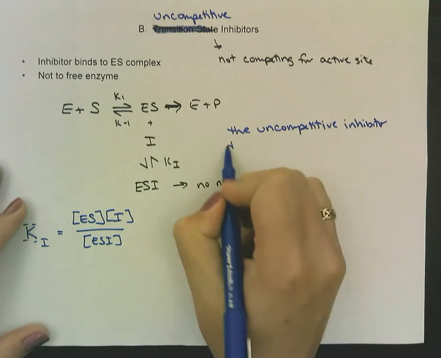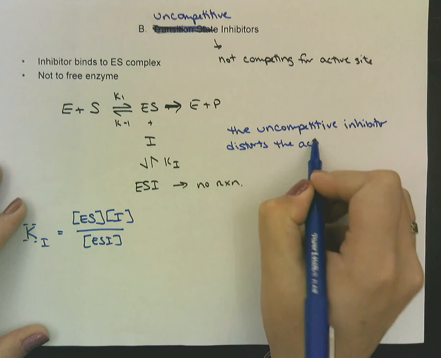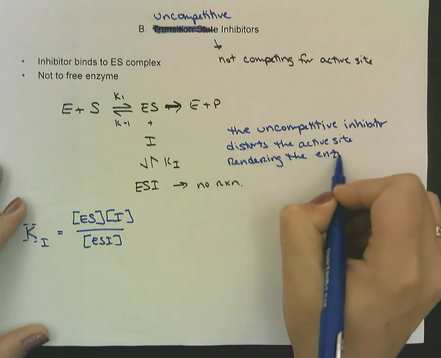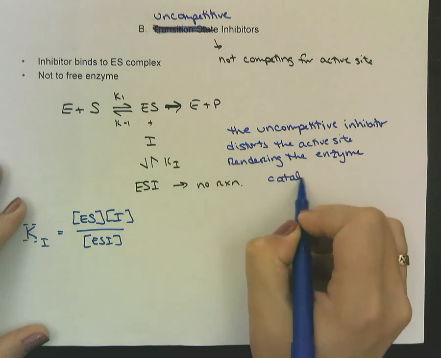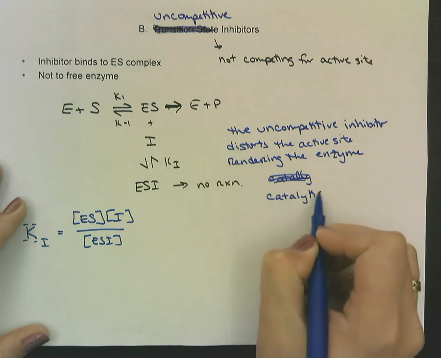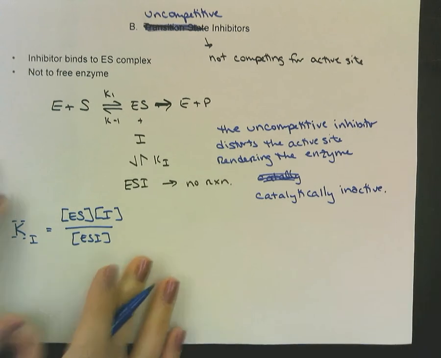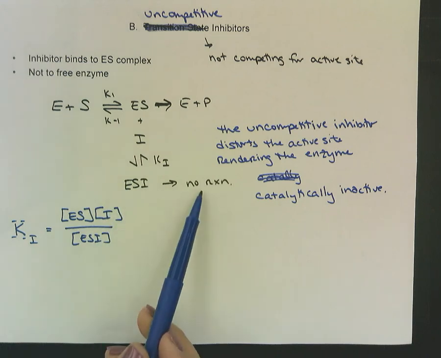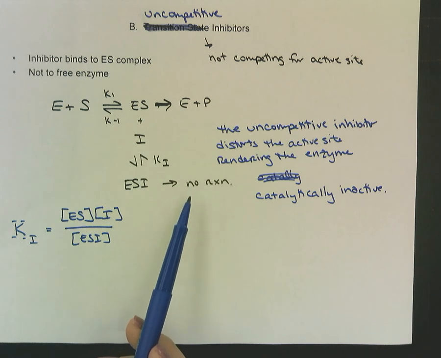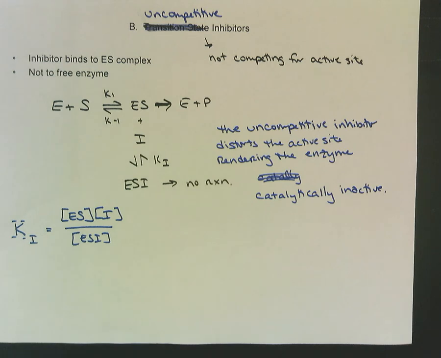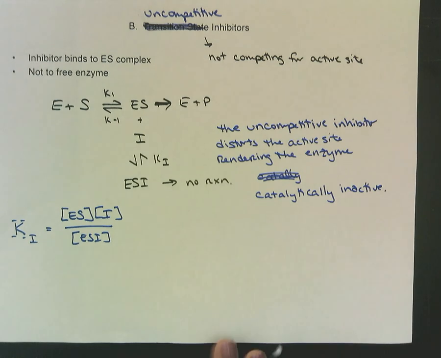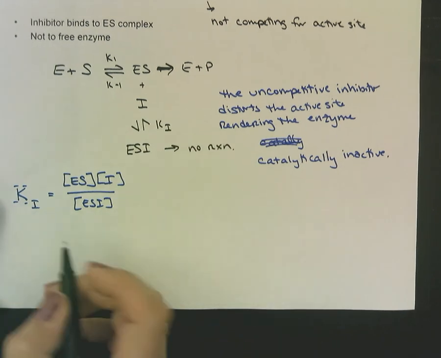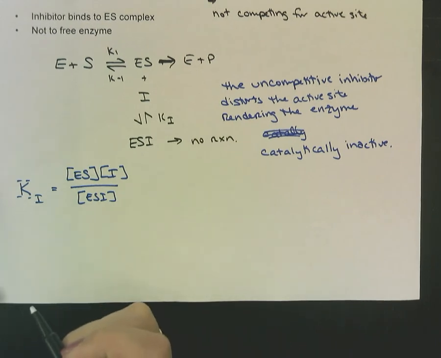So the uncompetitive inhibitor distorts the active site, rendering the enzyme catalytically inactive. So once the inhibitor binds to the enzyme substrate complex, it makes this new ESI complex that can no longer react. So describing the reaction of this sort of thing in terms of a Michaelis-Menten constant, but I'm going to write in terms of the Lineweaver-Burk so we can draw it.